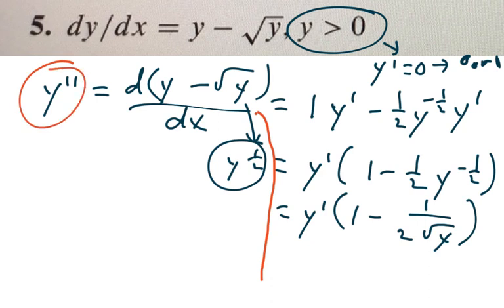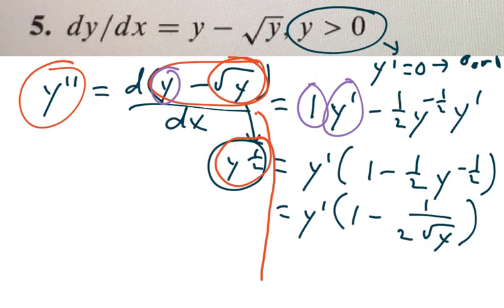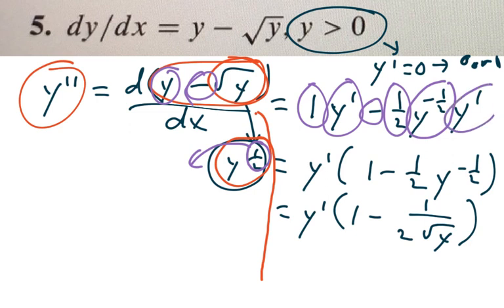So how do I do the second derivative? Well, I have to take the derivative of y minus square root of y. And remember, square root of y is y to the 1/2. So follow the purple now. The derivative of y is just 1 times y prime, minus the derivative of y to the 1/2. Remember, the 1/2 comes in front, and then y is now to the 1/2 minus 1 power. You take away 1 from the exponent, so we get negative 1/2, times y prime.